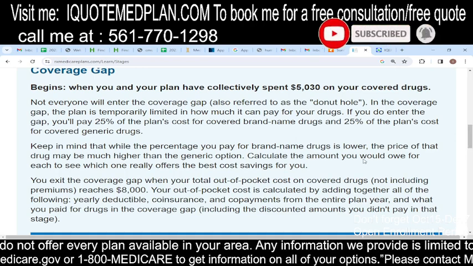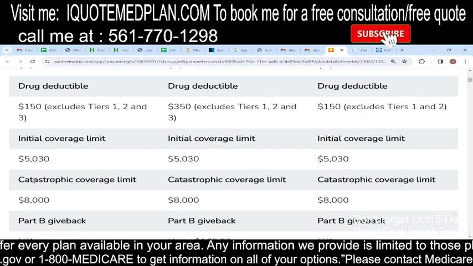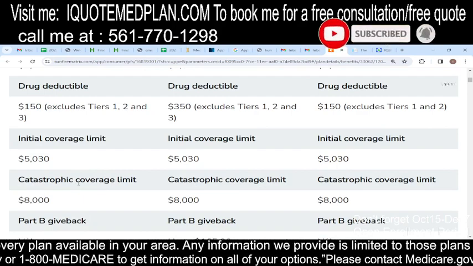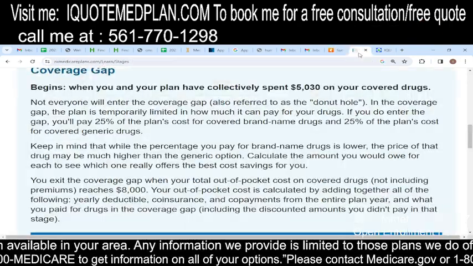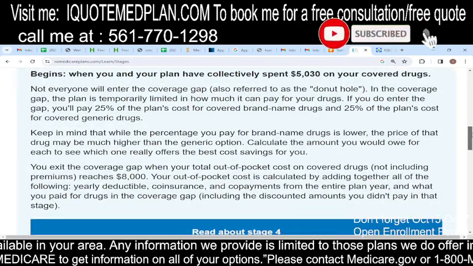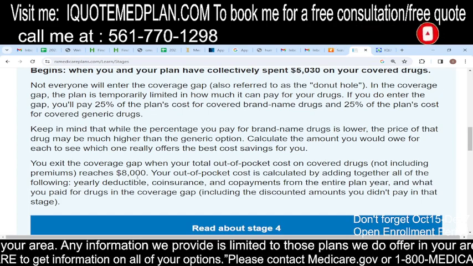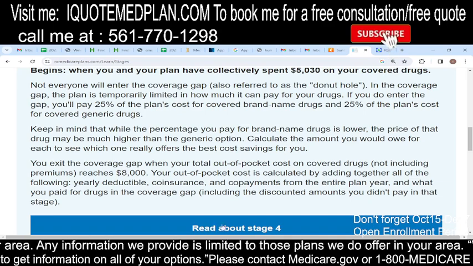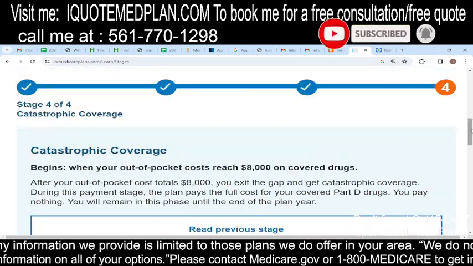All right, so let's go back now to the catastrophic. The catastrophic coverage limit is $8,000. So that's the next one we're going to talk about. That's what it means here. So once you reach $8,000, then you enter the fourth phase, which is catastrophic.